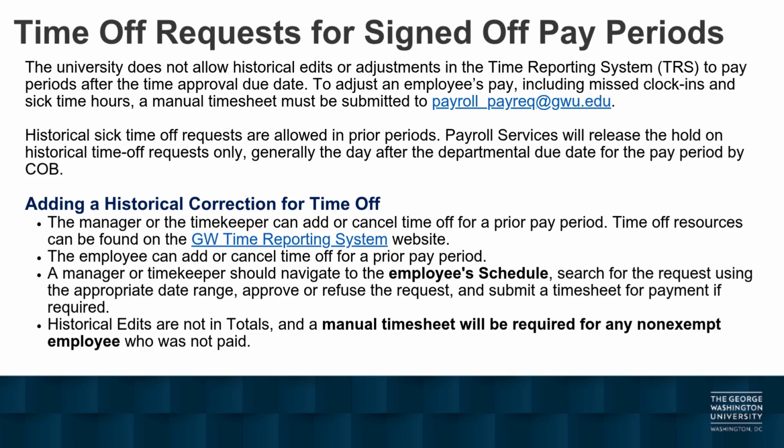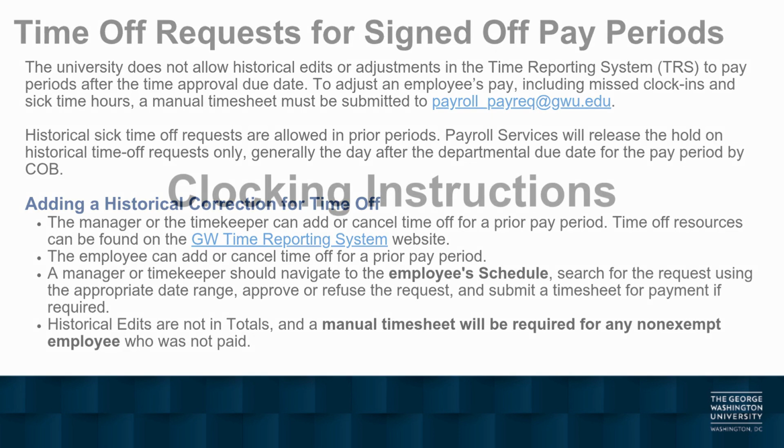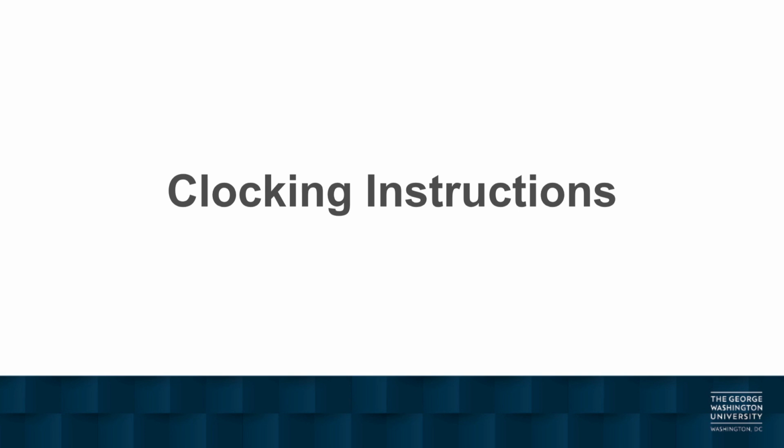To add a historical correction for time off, the manager or timekeeper can add or cancel time off for a prior pay period. Time off resources can be found in the GW Time Reporting System website. The employee can add or cancel time off for a prior pay period. A manager or timekeeper should navigate to the employee's schedule, search for the request using the appropriate date range, approve or refuse the request, and submit a timesheet for payment if required. Historical edits are not in totals, and a manual timesheet will be required for any non-exempt employee who was not paid. Next, we'll discuss clocking instructions.